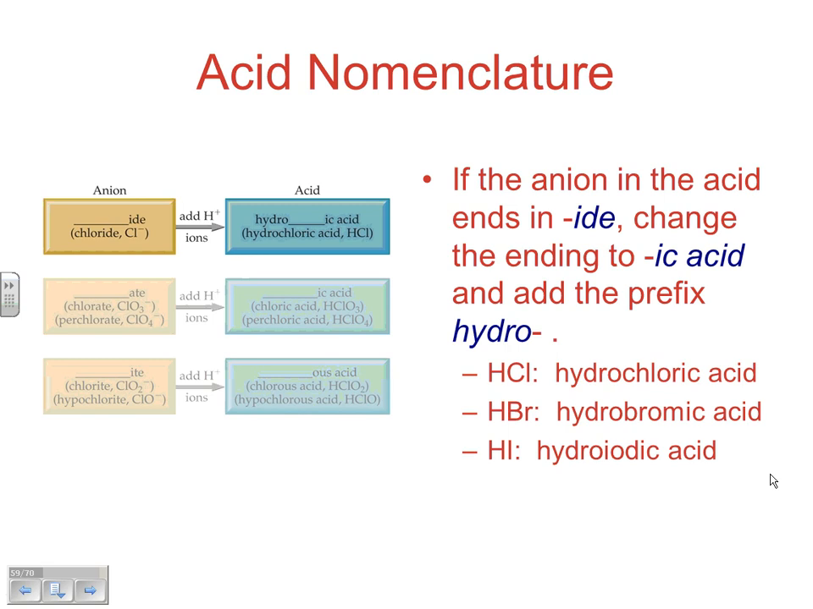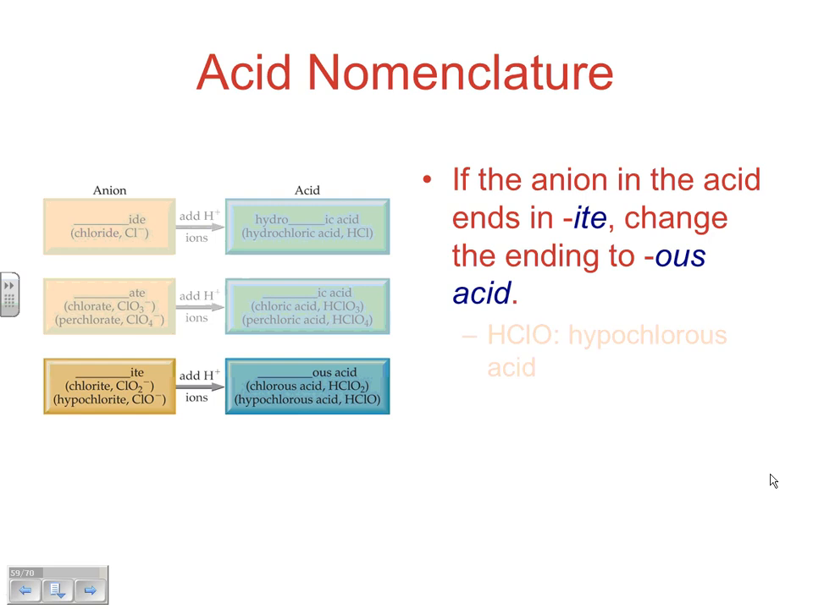So if the anion in the acid ended in "ide," you're going to change the ending to "ic" acid and add the prefix hydro. So HCl comes from chloride, so that becomes hydrochloric. HBr comes from bromide, hydrobromic. HI comes from iodide, hydroiodic. So if it was an "ide" ending, you just put in hydro and ic. If it's an ite ending, then, and remember, this actually goes back to old naming here.